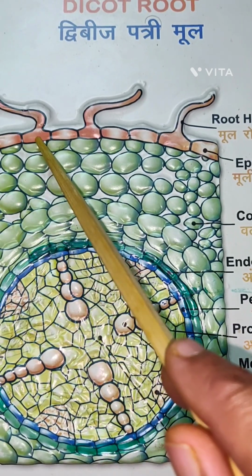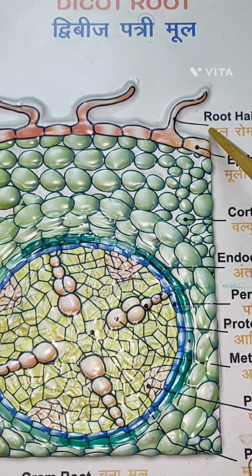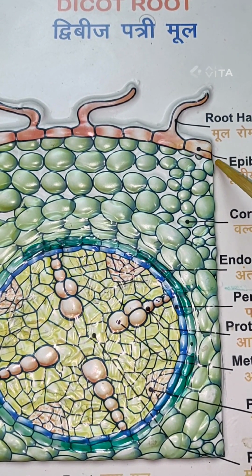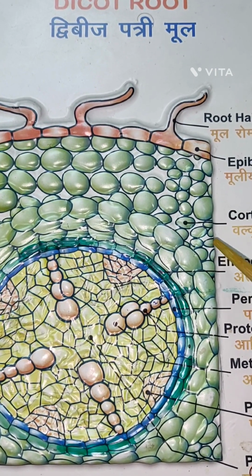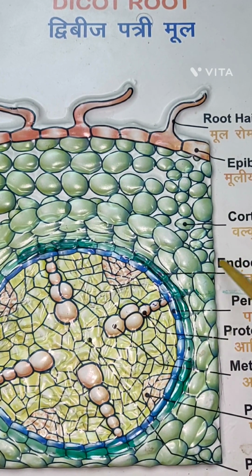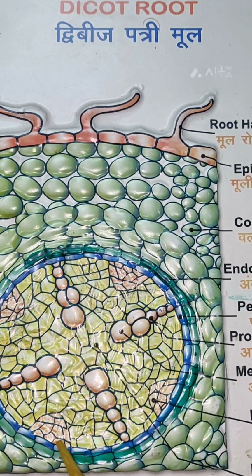We can see here, the cells protrude to make unicellular extensions which are called root hairs, which are meant to increase the surface area. The second portion is the cortex. Now the cortex is few layered, loosely packed parenchymatous cells. The innermost region of the cortex is called endodermis.